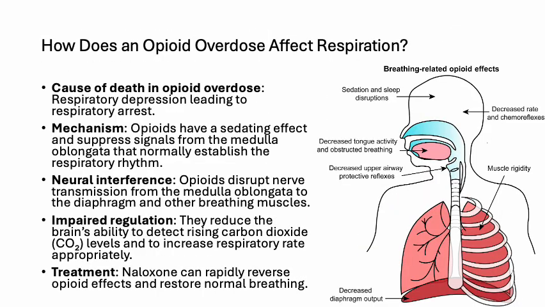This is where we connect physiology to real-life health. In an opioid overdose, signals from the medulla are suppressed. The diaphragm and intercostals no longer receive commands to contract, and breathing slows or stops. The brain also fails to respond to rising carbon dioxide levels. This is why respiratory arrest is the main cause of death in overdoses, but medications like naloxone can reverse the effects very, very quickly.